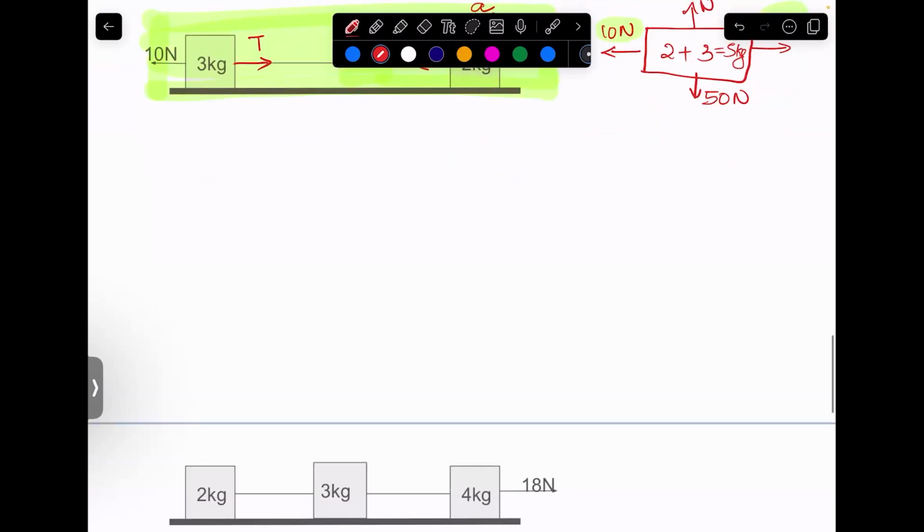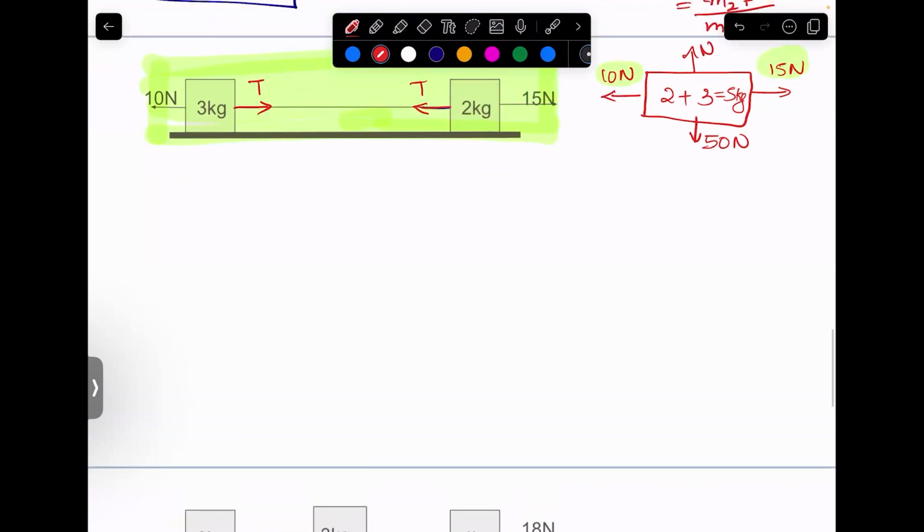And to find acceleration, you will consider the horizontal direction. In the horizontal direction, net force equals mass times acceleration. Net force is 15 minus 10, mass is 5, and acceleration is A. A equals 1 meter per second square. Okay, you got the acceleration now.